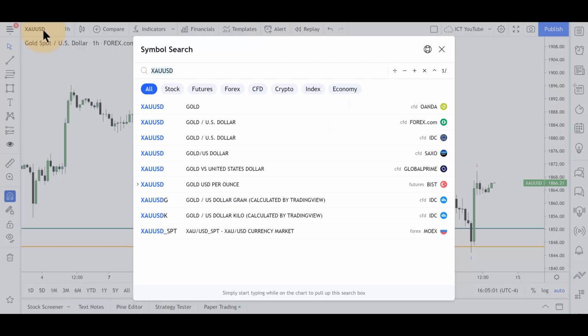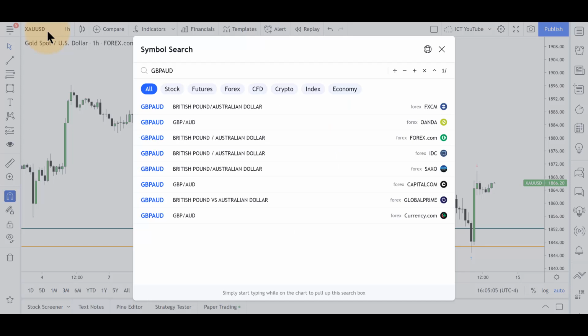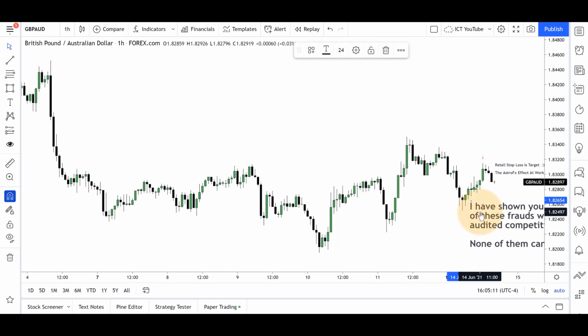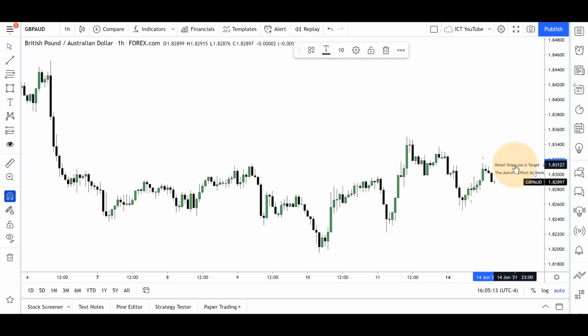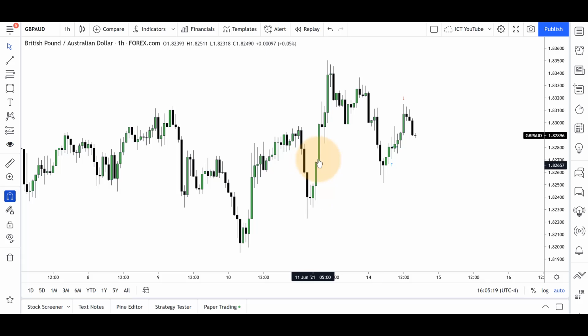And the other trade was GBP Australian. Right there. Take this stuff off. All right, so here's the trade. We traded down into this imbalance and order block, started to rally.